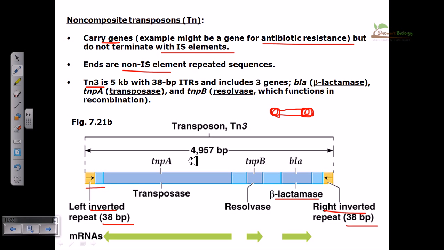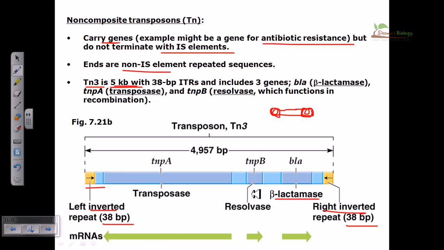So what we have is a single stretch of DNA which can cut itself and move from one place of the gene to another place of the same gene, or sometimes from one place of the DNA to some other DNA, right? That's the first criterion for the transposons. The second thing is that it is a pretty long element, almost 5 kb. Now in between this 5 kb, only 38 BP at both of the ends consists of the inverted repeat instead of the insertion sequence.